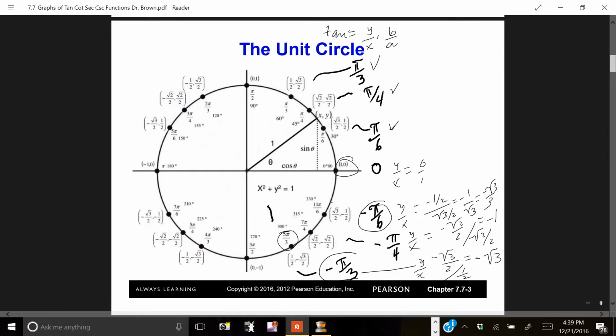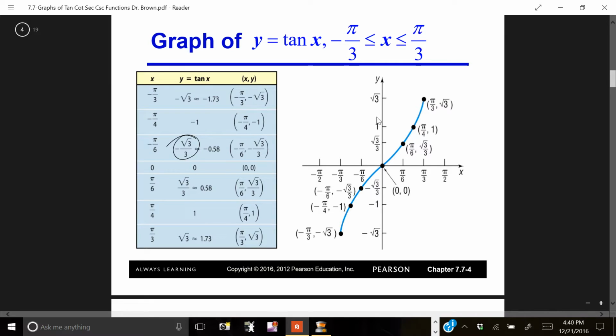That means that for pi over 3, it's going to be the negative of what we got down here. Tangent of pi over 3 is going to be plus the square root of 3. Tangent of pi over 4 is going to be equal to 1. And then tangent of pi over 6 is going to be the square root of 3 over 3. So we put all these on the table on the next sheet and then draw the graph.